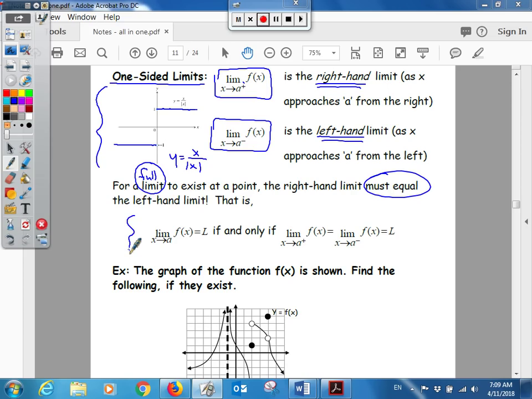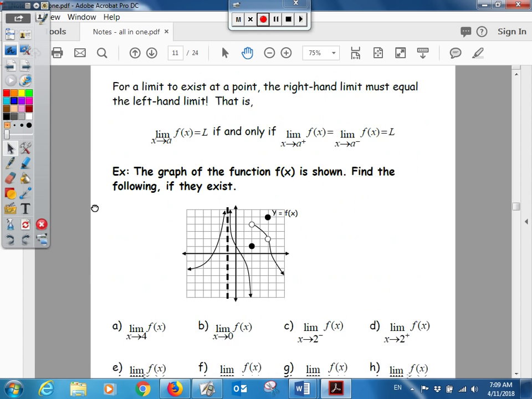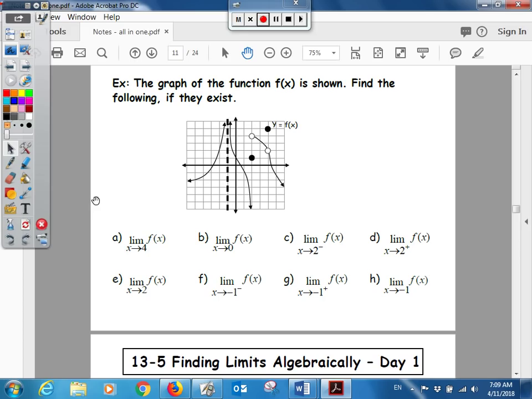So anytime you've got a function that has a jump discontinuity, and you're looking at the limit as you're approaching the value where the jump occurs, you have to look at the left-hand limit and the right-hand limit. When there's a jump, then the full limit would not exist.